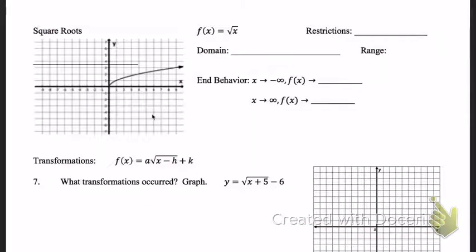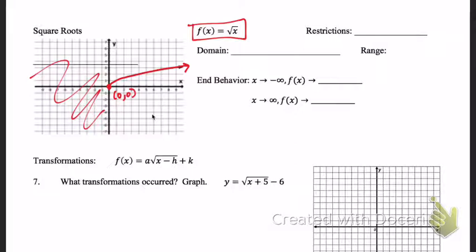So the square root parent function is just f of x equals the square root of x. And so it makes kind of like a little, kind of looks like an exponential graph almost. But it starts at 0, 0. And there's nothing to the left of it. Because when you take the square root of a negative number, you end up getting an imaginary number, which we haven't even talked about. So there's nothing out here because you're not ever going to have a negative square root.